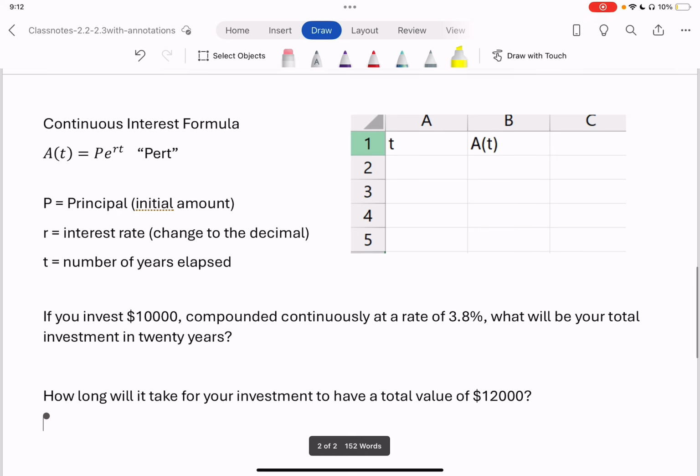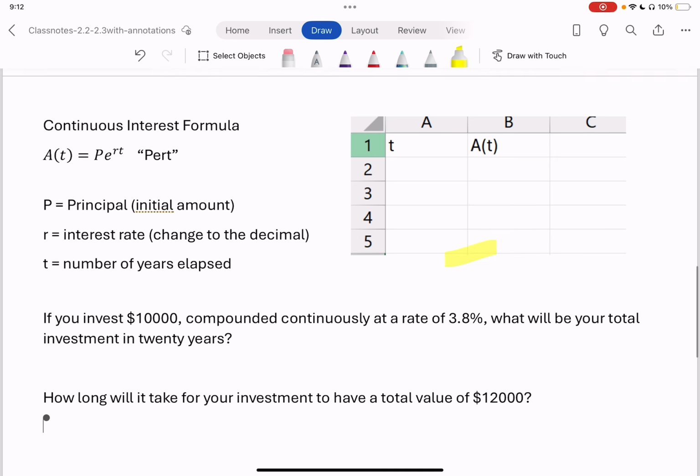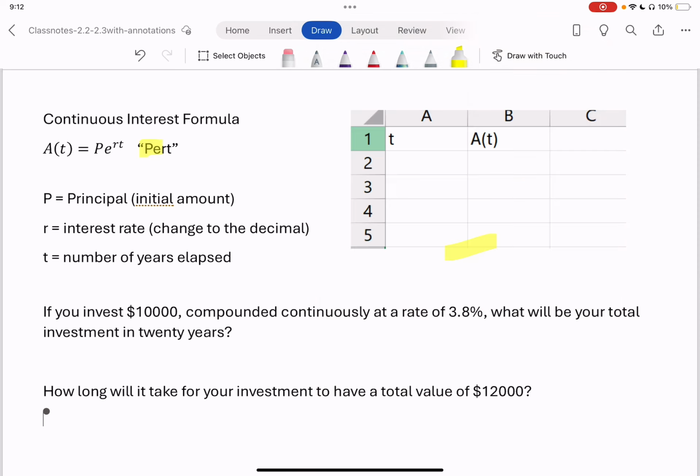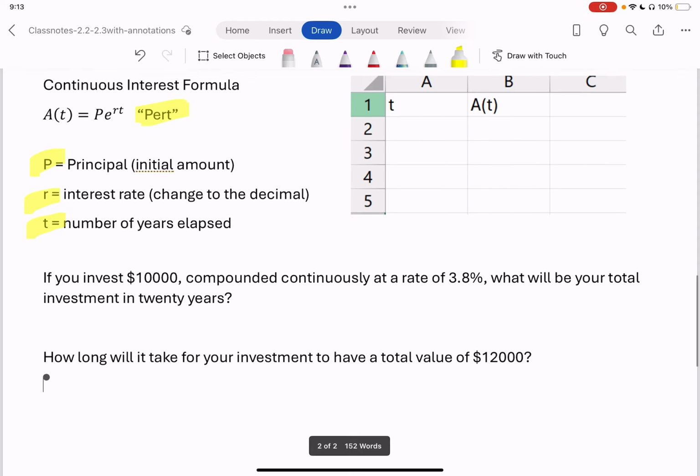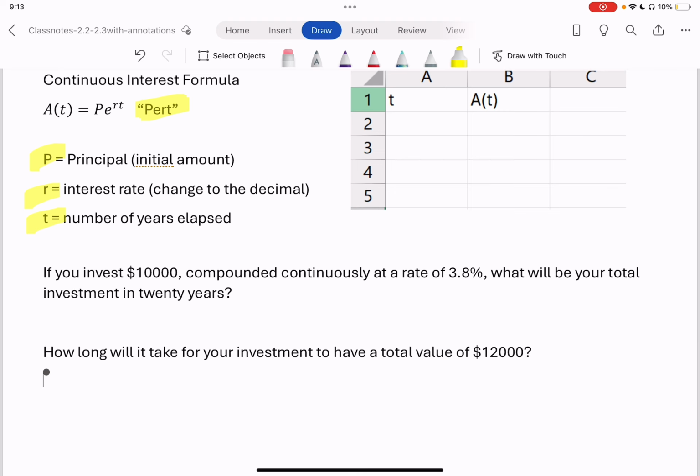All right, so here's our continuous interest formula. A lot of students like to remember PERT. Okay, that helps you remember it. P E to the R T. P is principal, R is your interest rate, and T is time, and you have that base of an E in your exponential function. So it says, if you invest 10,000 compounded continuously at a rate of 3.8%, what would be your total investment in 20 years? So let's just write the function.